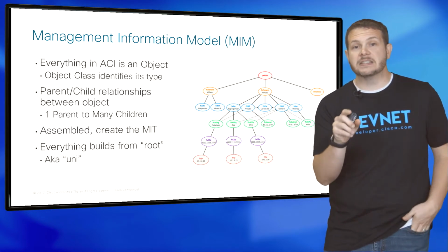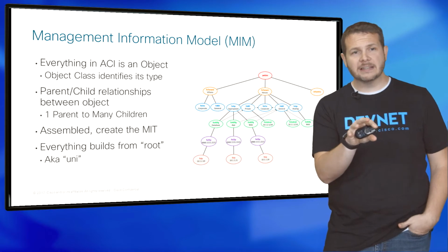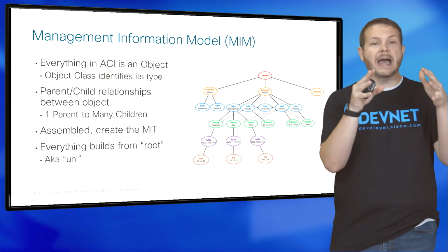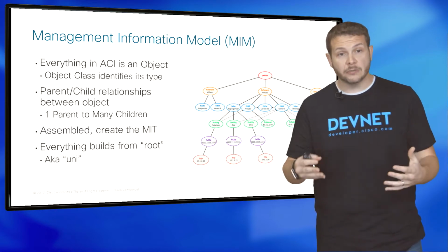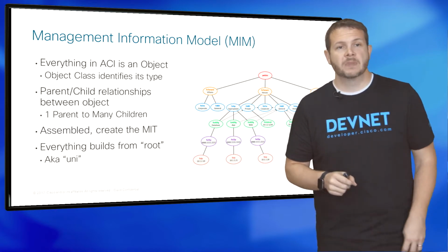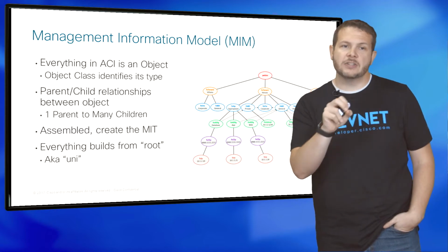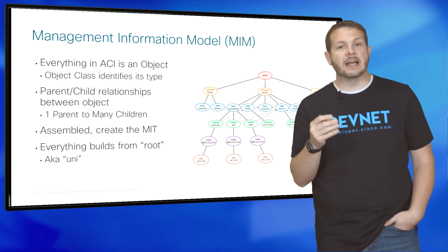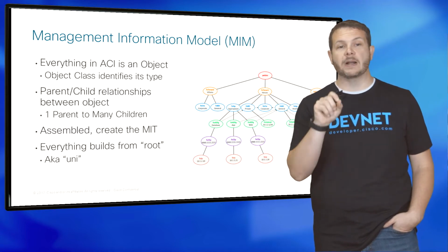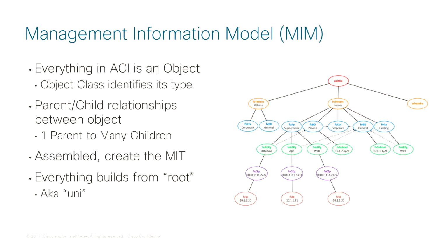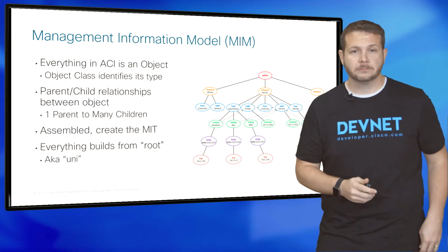And each object does have a class. We'll talk more about the classes in a minute, but we have classes for application profiles, we have classes for tenants, we have classes for interface types and EPGs. Now, the relationships between the parent and the children are one-to-many. A single parent can have lots of children, but a child will only ever have one direct parent. And as we connect those children up to their parents and their parents, all the way up to the uni, which stands for universe, that's what gives us the management information model.